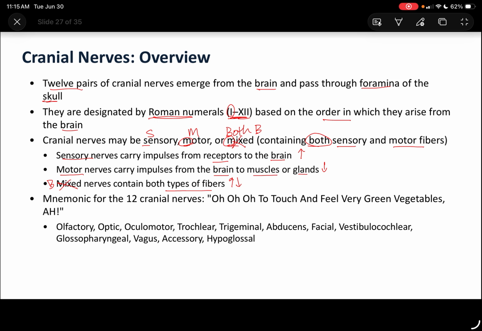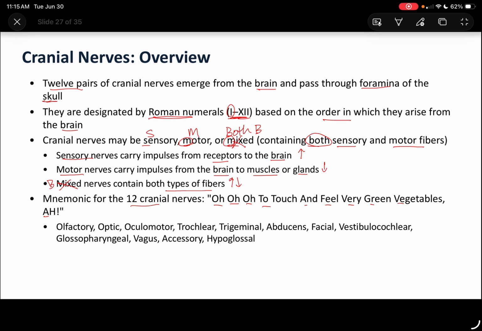Now, we've got our 12 cranial nerves, and there are a wide variety of mnemonics to help you remember the order of our cranial nerves. The classic one is "Oh, oh, oh, to touch and feel very green vegetables." That's a weird one for sure, but that is the classic. Obviously, there are more out there. If there's one that's easier for you to remember, if you're like me and you need things to be a little bit rude to help with the remembering process, I'm sure that you can find plenty of other options.